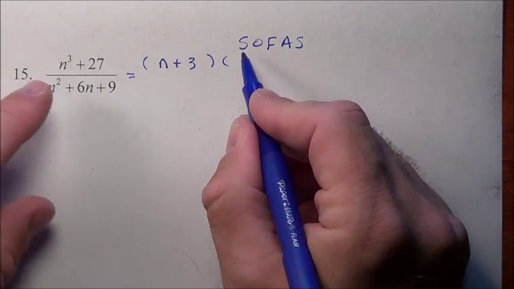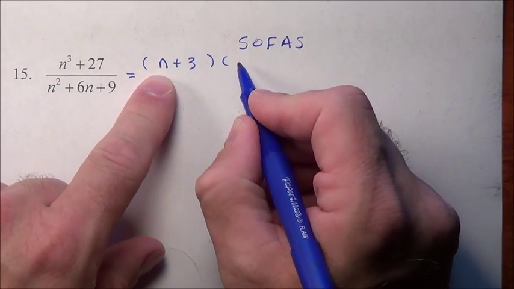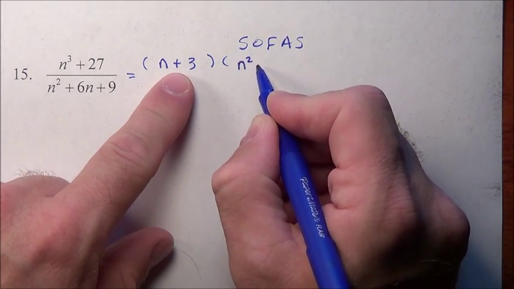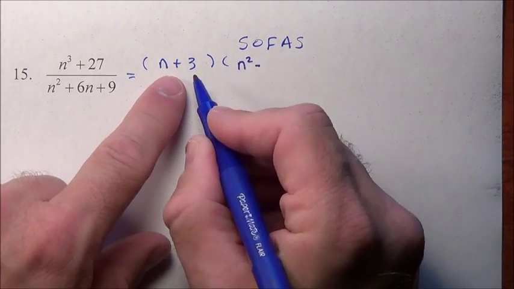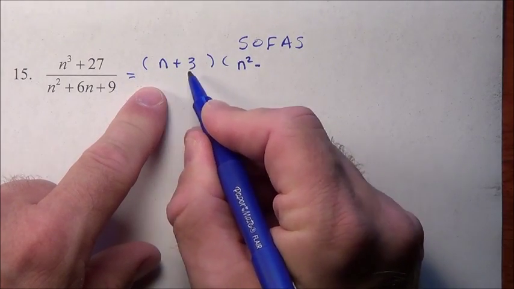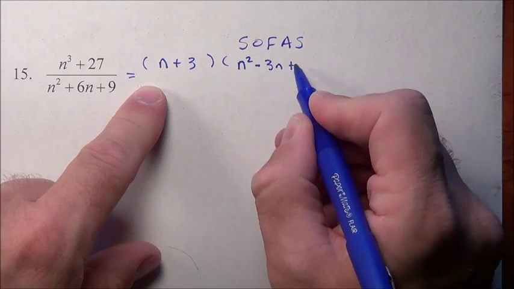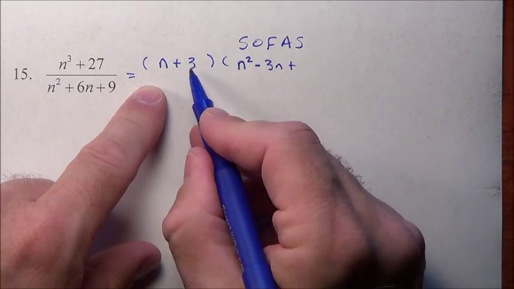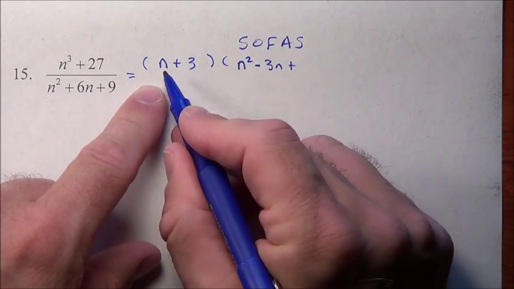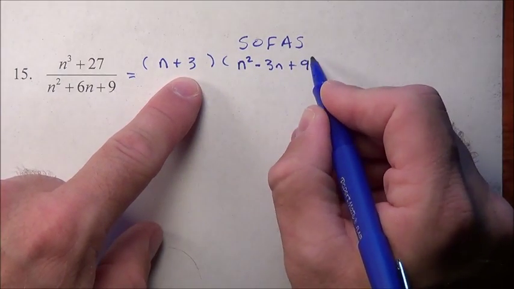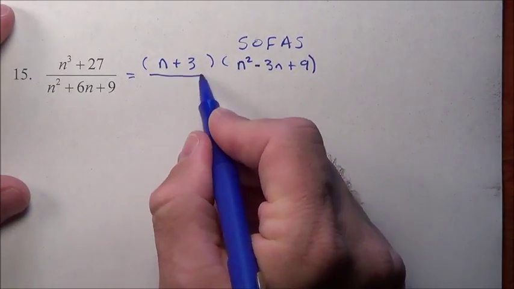So now let's break down. We square this first part. N times n is n squared. O is the opposite sign since it was addition. We do subtraction. F, we fuse these together. 3 times n is 3n. A is just always addition. S, square the final term. Just like that S stood for squaring the first part, that final S stands for squaring that. 3 times 3, 9. This is all over.